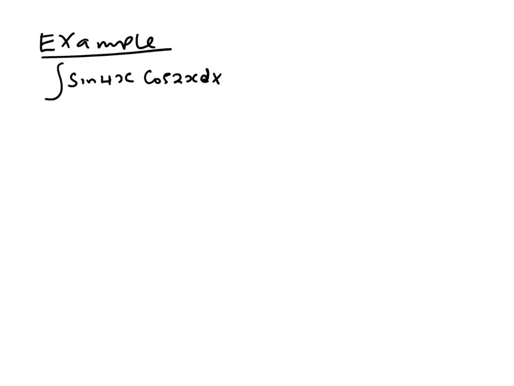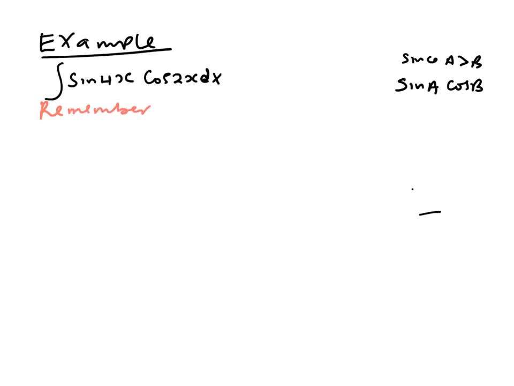Look at this example. They want us to integrate sine 4x cos 2x dx. So what are we looking for? We are looking for a sine A cosine B, since A is more than B. That's what I'm trying to emphasize: the angle A is more than the angle B. So we are looking for the product sine A cos B. What gives us sine A cos B is what we are looking for. So remember what we have just derived.